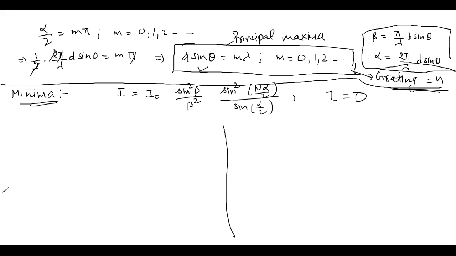As was the case in the double slit diffraction pattern, here also you can have this term 0, and then your intensity would be 0, or you can have this term 0, and even then your intensity would be equal to 0. So that means either your sine beta is equal to 0, but your beta cannot be 0.